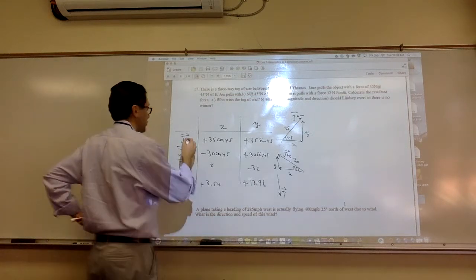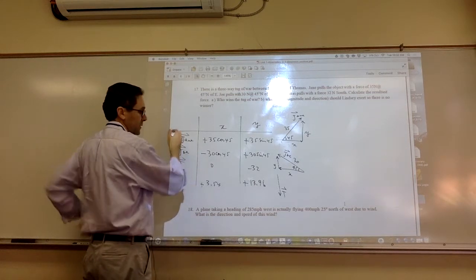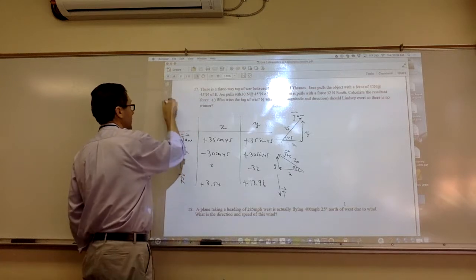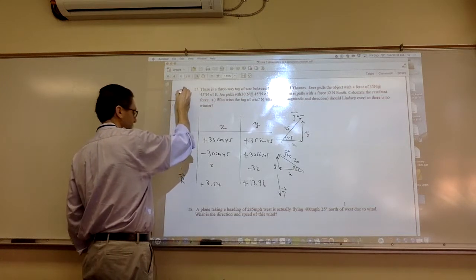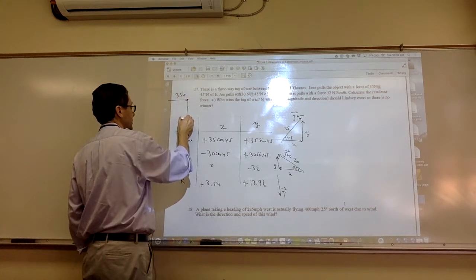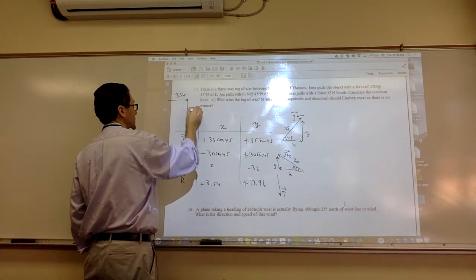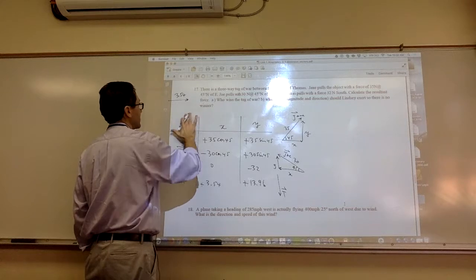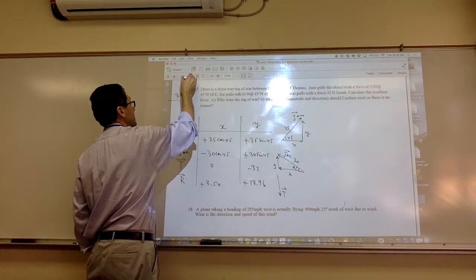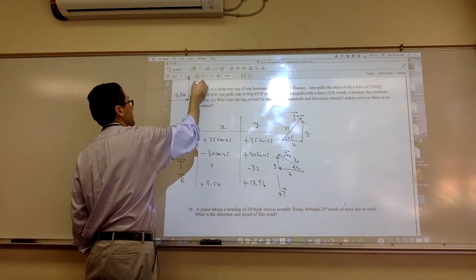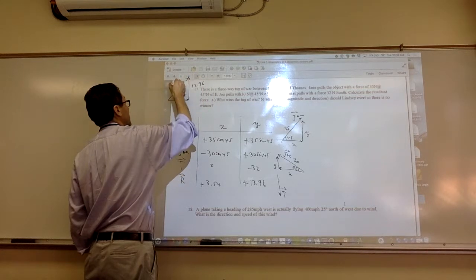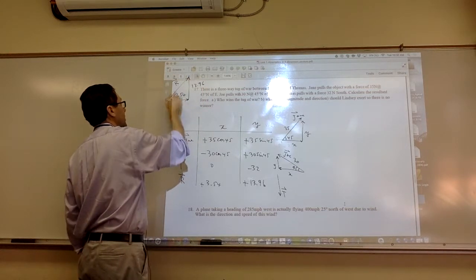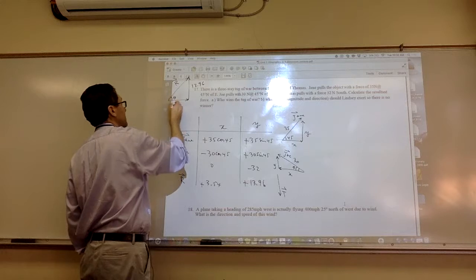So all I have to do now is just make the triangle. So it's positive 3.54. Go down this way, and that's 13.96, and that's the positive. What am I doing here? This is 13.96. Okay, and we have to figure out what this R is. So if we do Pythagorean theorem, we can also figure out what that angle is.